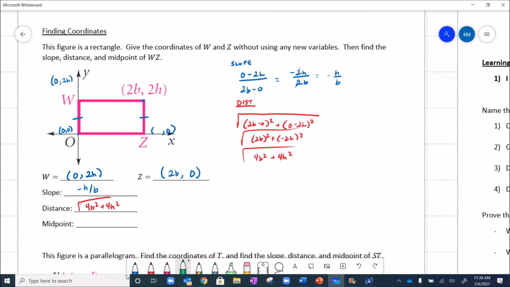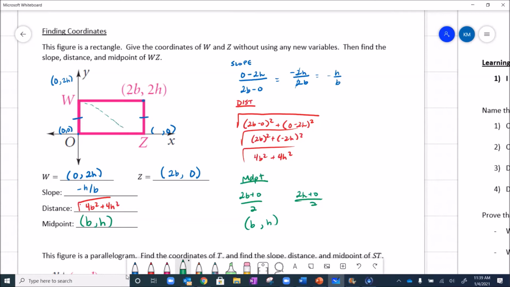And then our midpoint, they're asking us for. Remember that's just the average of the x's, so 2b plus 0 over 2, the average of the y's, 2h plus 0 over 2, and that's 2b over 2, which is b, and 2h over 2, which is h. So our midpoint would be (b, h).